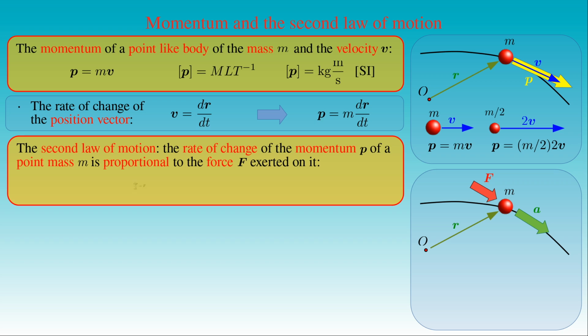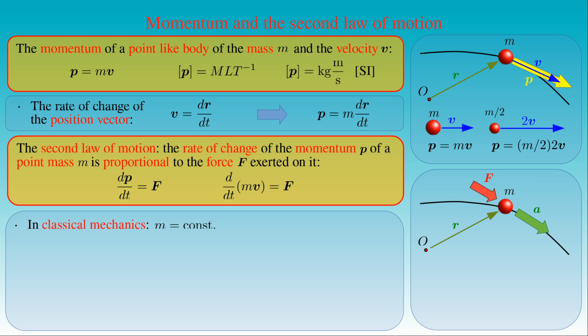Newton's second law of motion states that the derivative of the momentum p of a point mass m with respect to the time t is equal to the force F acting on the point mass, that is, the time derivative of the product of the mass m and the velocity v of the point mass is given by the force F. In classical mechanics the mass of a body is constant, that is, independent of time and motion, and the mass m in the left-hand side of the second law of motion can be factored out from the derivative.